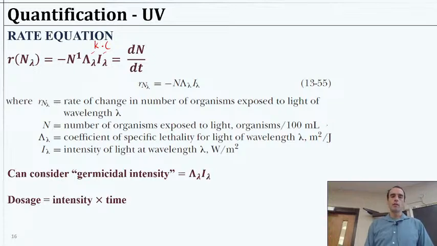That's this guy, and the units are kind of interesting. They are area per joules, so meters squared per joule. And then the intensity is the intensity of the light at that particular wavelength. This would be watts per square meter. So power per area.